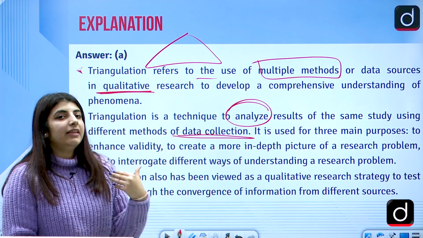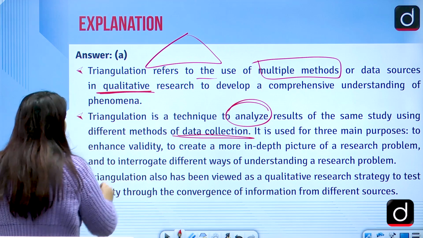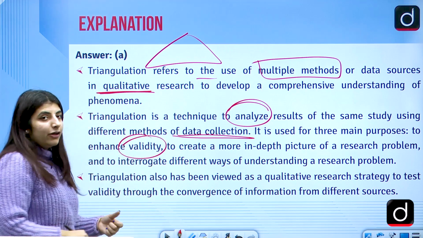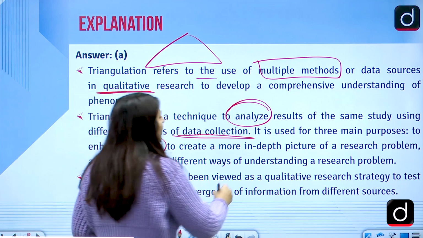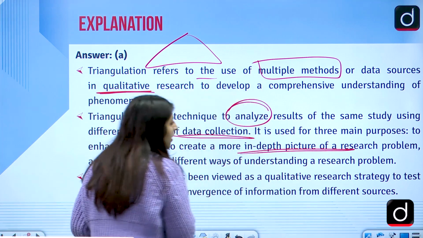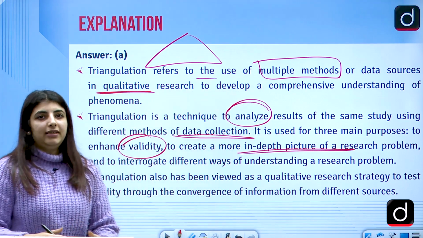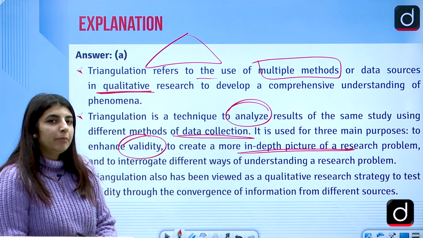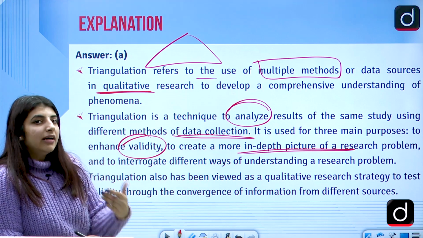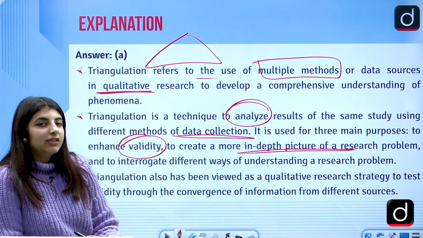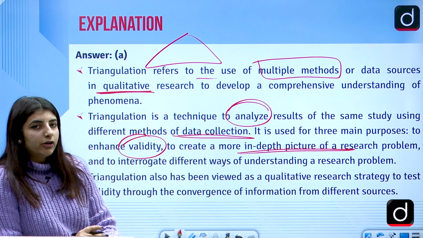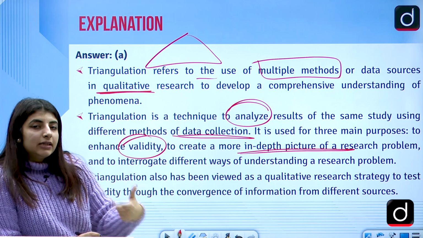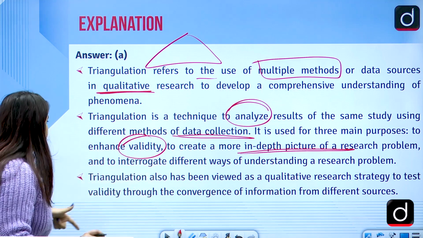The applicability and the validity also go hand in hand. So, it enhances the validity of the research. To create a more in-depth picture of a research problem, because I might be biased towards reading a particular novel and presenting my view and asking other people to get involved in my research for their opinion on that very particular novel, I can see the research problem from different perspectives as well.